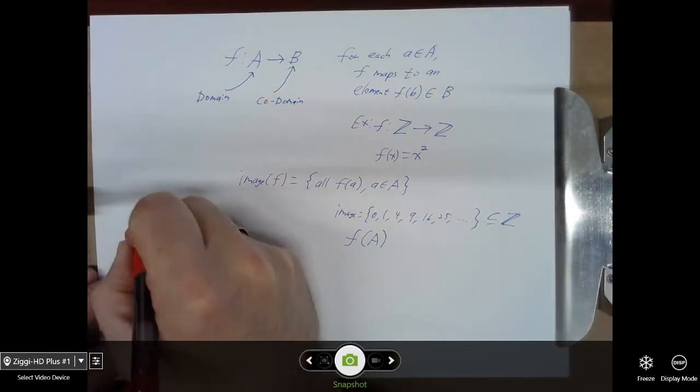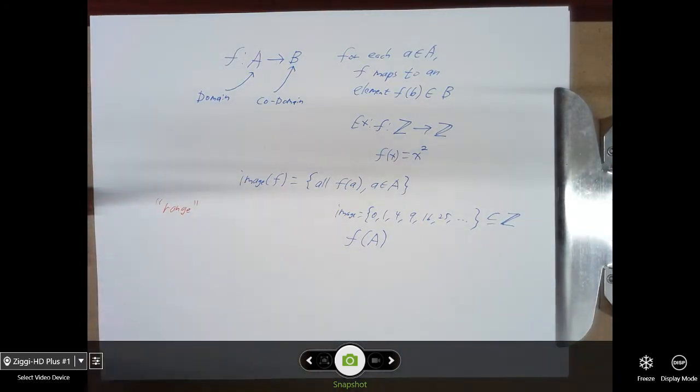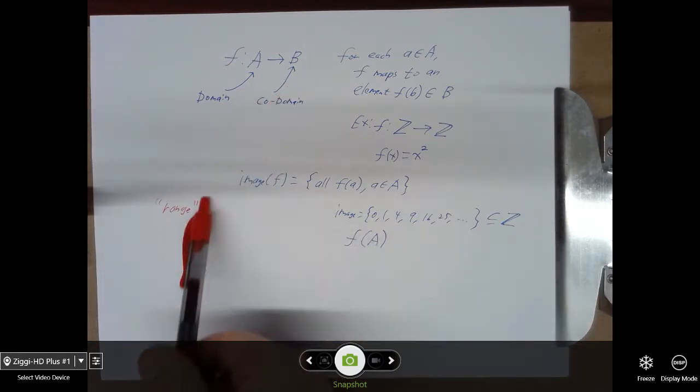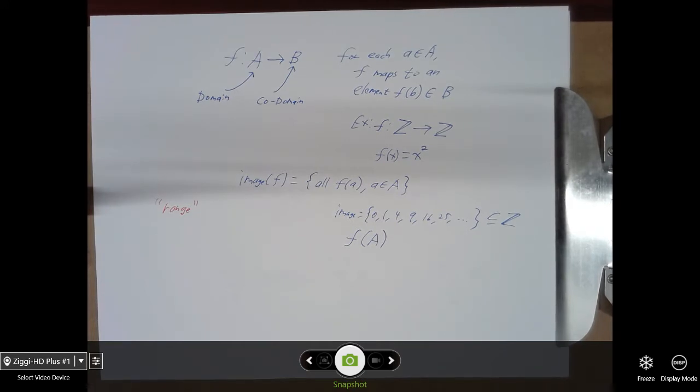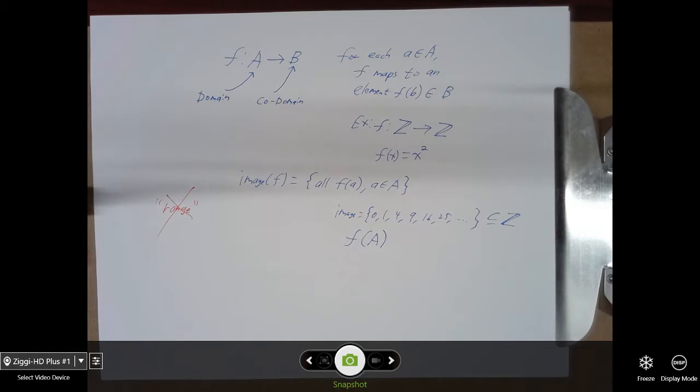And sometimes we use the word range, but it's apparently ambiguous. Usually range means the image, but sometimes it's used for the codomain. Depends what kind of math course you're taking. So I'll try to avoid using the word range. And if you see that term, it's fair to ask, what does the range mean in this case? And if you see it in the text, it should be defined.